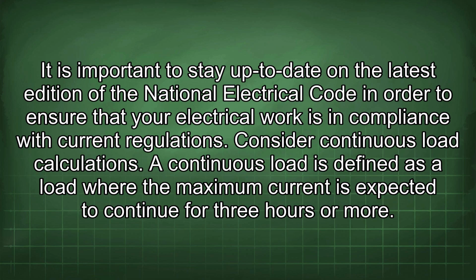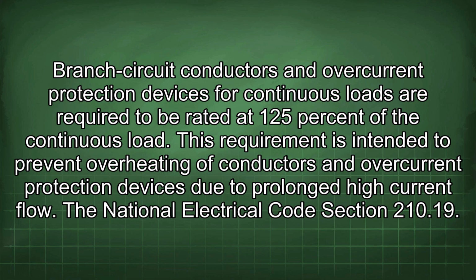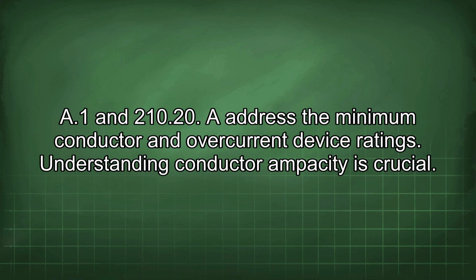Consider continuous load calculations. A continuous load is defined as a load where the maximum current is expected to continue for 3 hours or more. Branch circuit conductors and overcurrent protection devices for continuous loads are required to be rated at 125% of the continuous load. This requirement is intended to prevent overheating of conductors and overcurrent protection devices due to prolonged high current flow. The National Electrical Code Section 210.19(A)(1) and 210.20 address the minimum conductor and overcurrent device ratings.